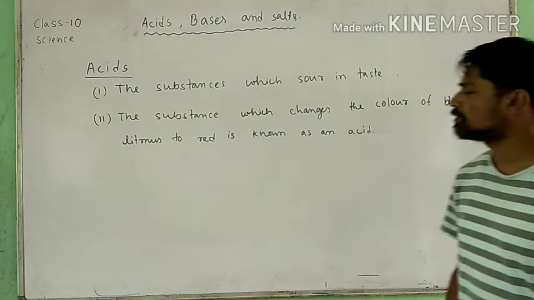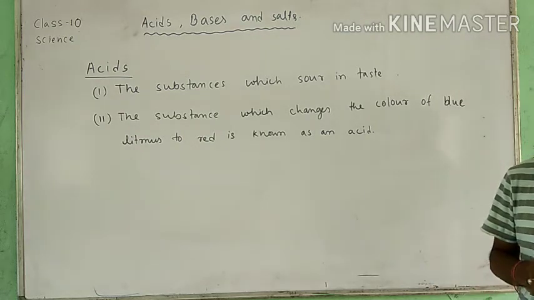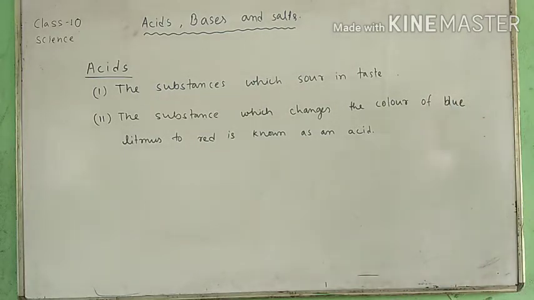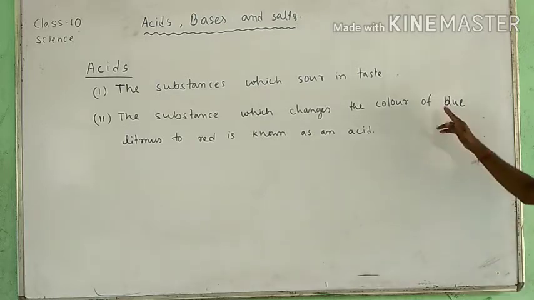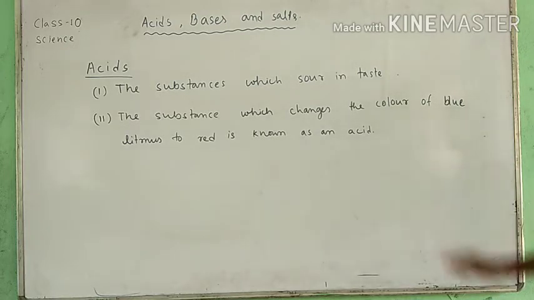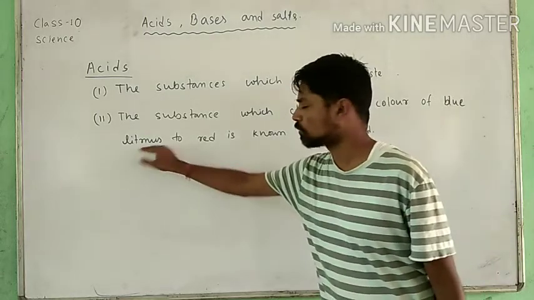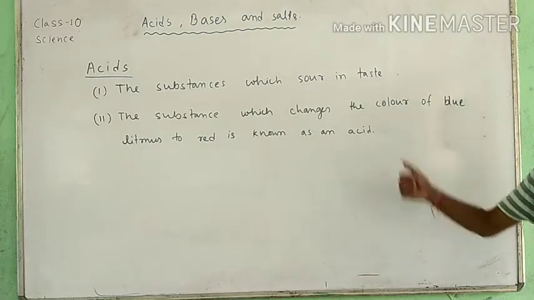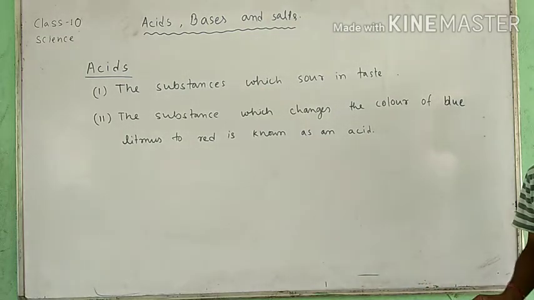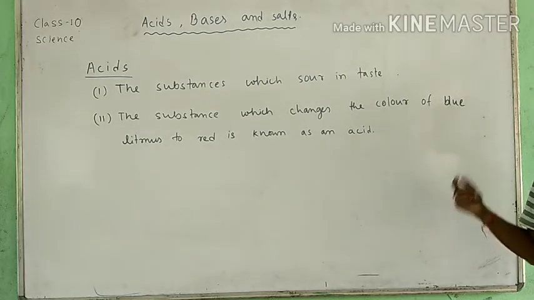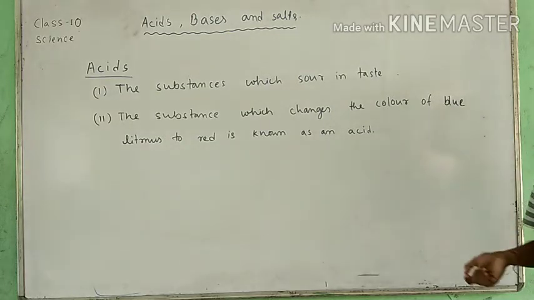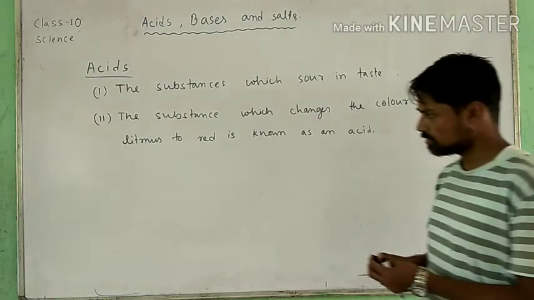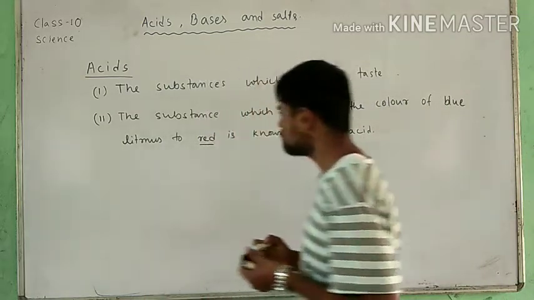Okay. In the first definition we see the substances which are sour in taste are known as acids. In the second definition we see the substances which change the color of blue litmus to red. Litmus is an indicator, which indicates whether a substance is acid or base. So litmus is known as an indicator. In case of acid, what happens? If we put blue litmus paper in acid, then the color of blue litmus paper changes to red, okay.